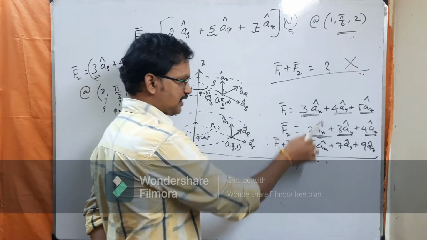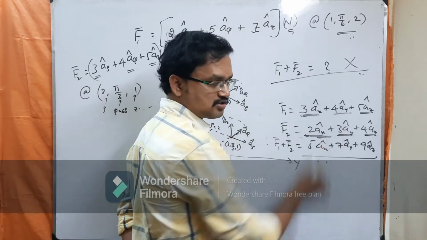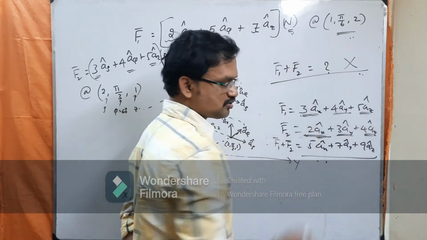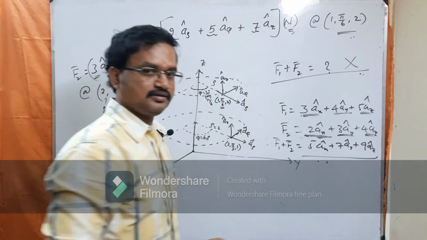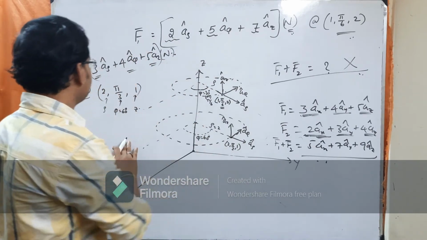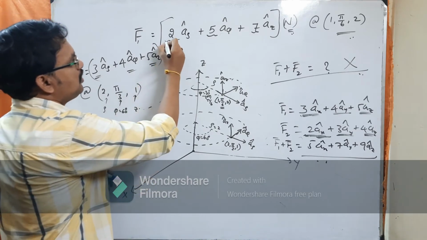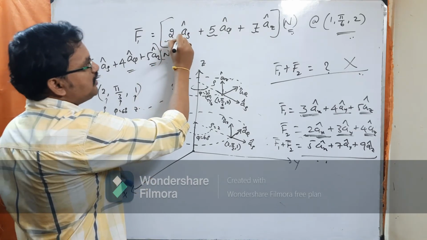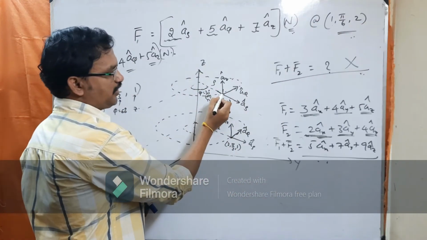Which means both the x components are going to point in the same direction, y components are also pointing in the same direction, z components are also pointing in the same direction, and hence you can directly add these components. But here, for f1 bar, it is defined at this point (1, pi/6, 2). So that means at this point.